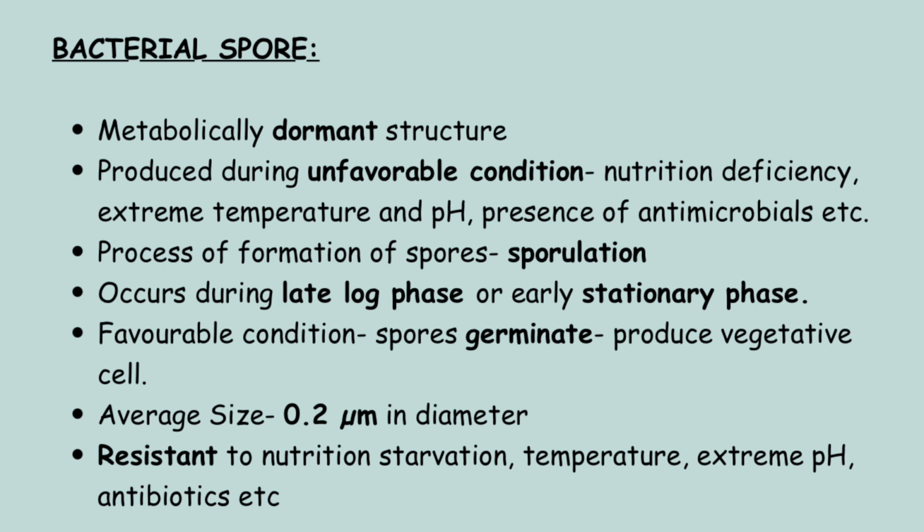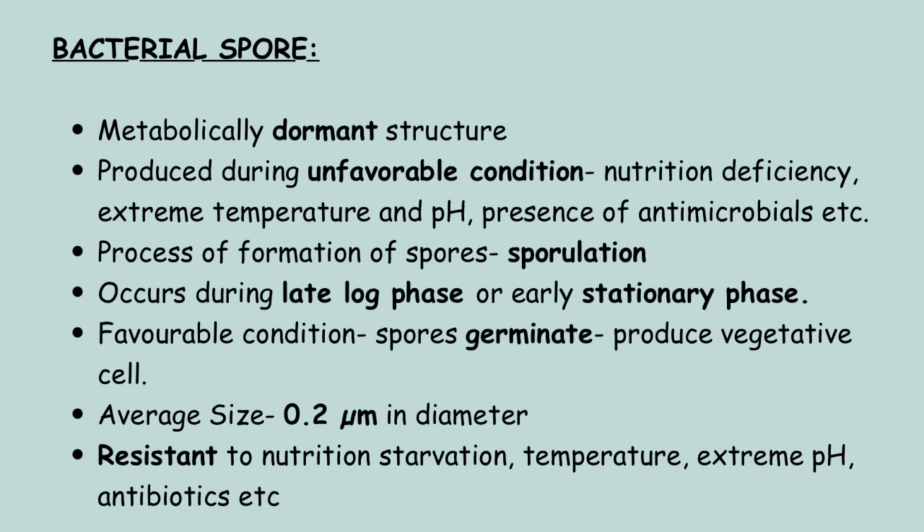The process of formation of spores is called sporulation. Sporulation occurs during the late log phase or early stationary phase. This is because bacteria in the late log phase or early stationary phase experience various stresses such as nutrient depletion, changes in pH, and accumulation of toxic byproducts. As a result, sporulation occurs during this phase.